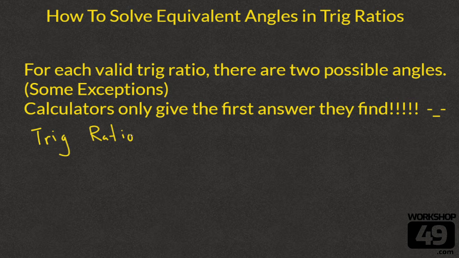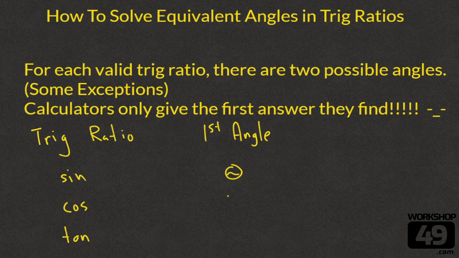So I'm going to make a table. Trig ratio. We have three trig ratios: sine, cos, and tan. And when you put it into a calculator, you always get your first angle. And we'll just call that for each one of them theta, theta, and theta. If I do the inverse sine of 0.5, calculator gives me the answer. If I do the inverse cos of 0.25, calculator gives me an answer. But it's not the only answer. There's a second angle. A second answer that was hidden all along.